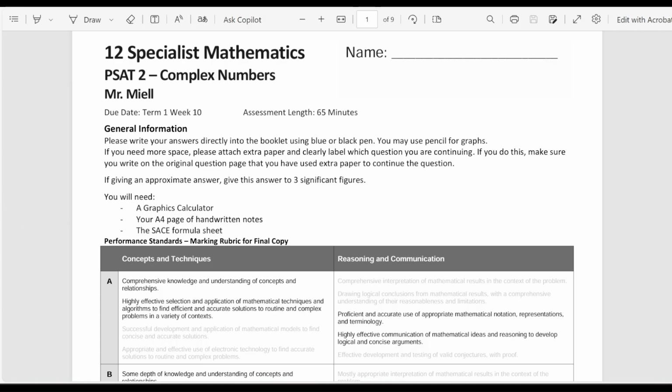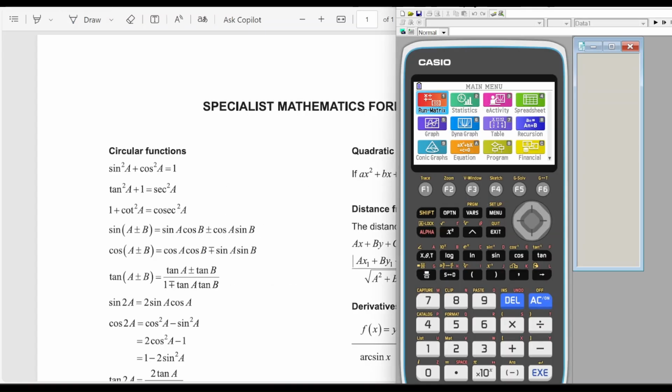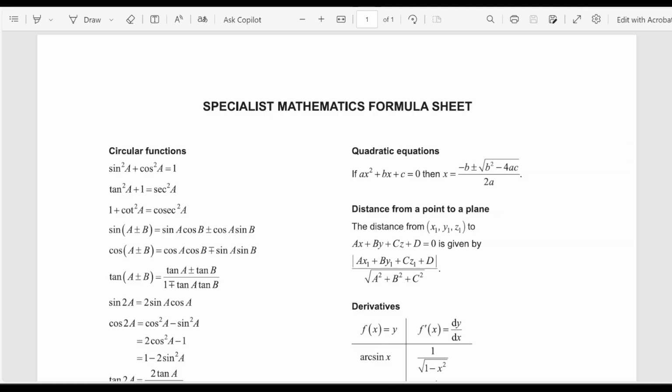In this video, we're going over the practice test for complex numbers. As usual, make sure you've got your formula sheet on you and make sure you've got a calculator as well. Let's make a start.